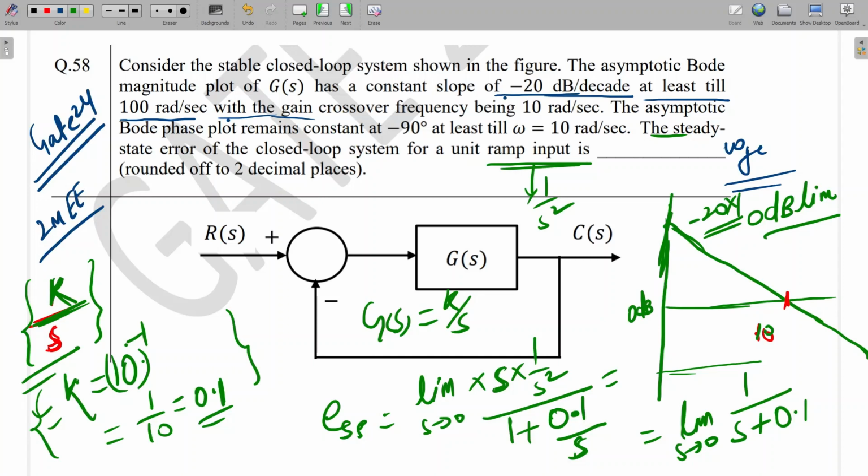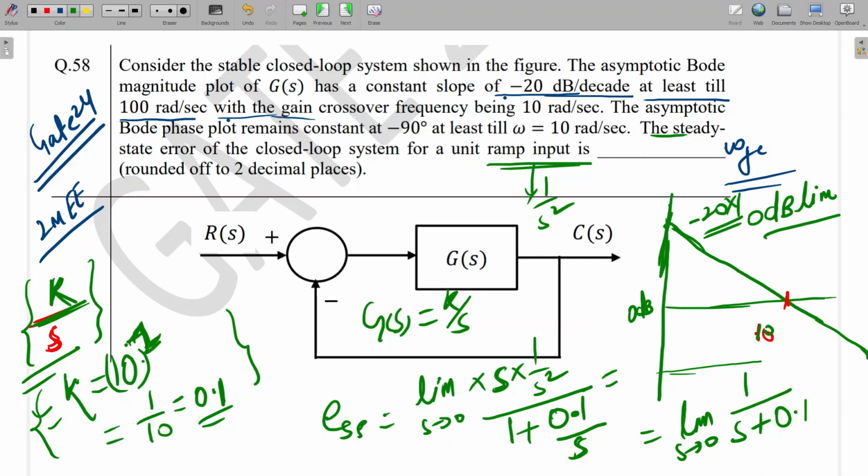Any mistake there, sir? It will be 0.1 by s, and as s tends to 0, it will be infinity, sir. One second, some mistake I have done. I think we have done some mistake. What is the k value? I think here it will not be minus 1, here it will be 1. So that will be 10 only.